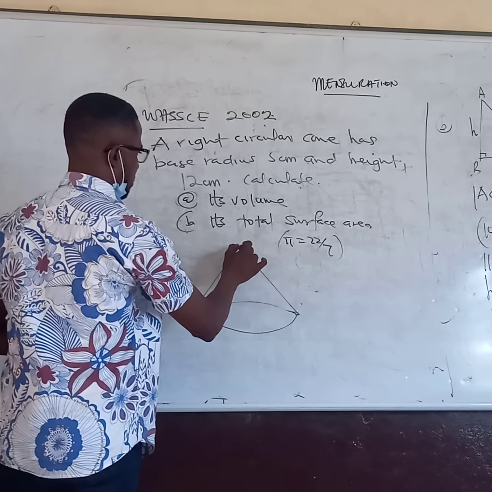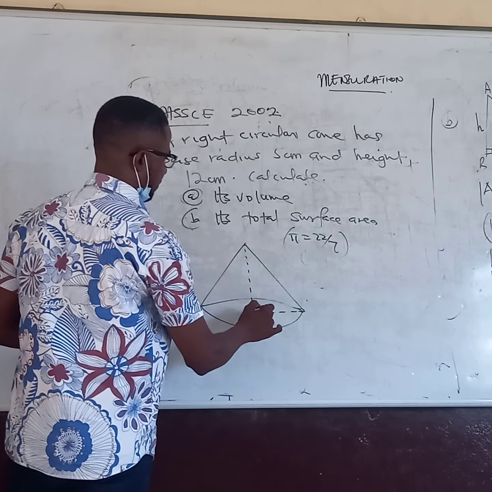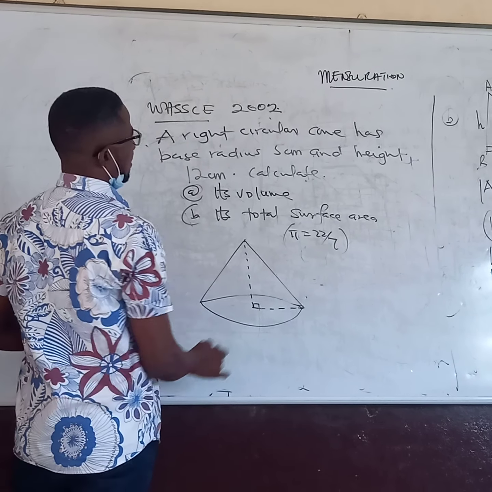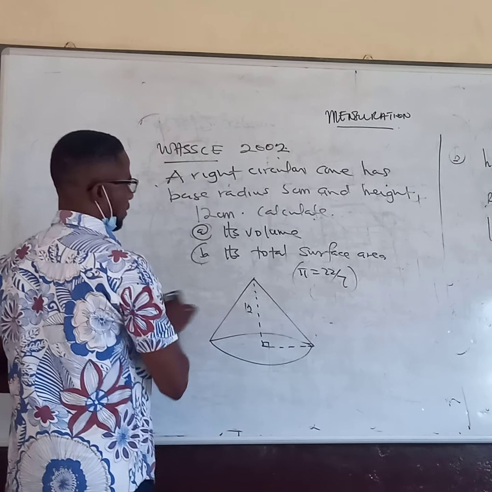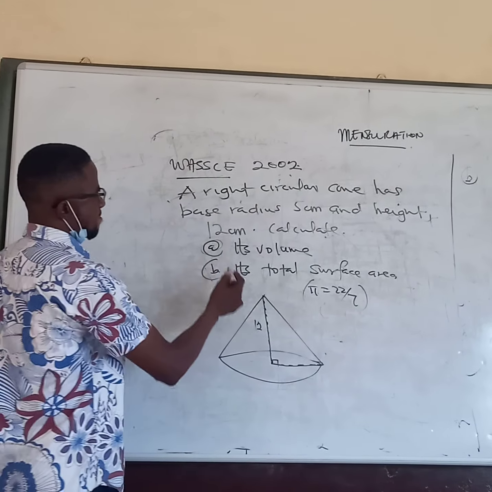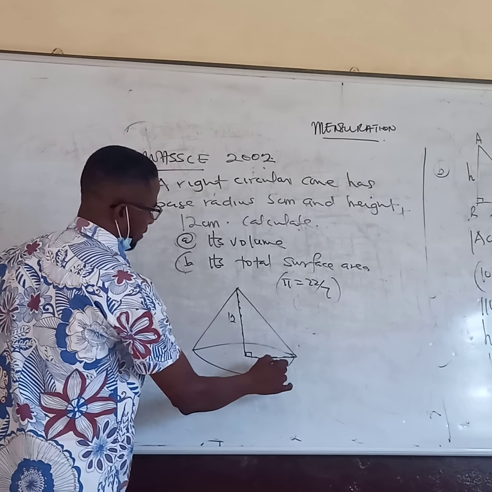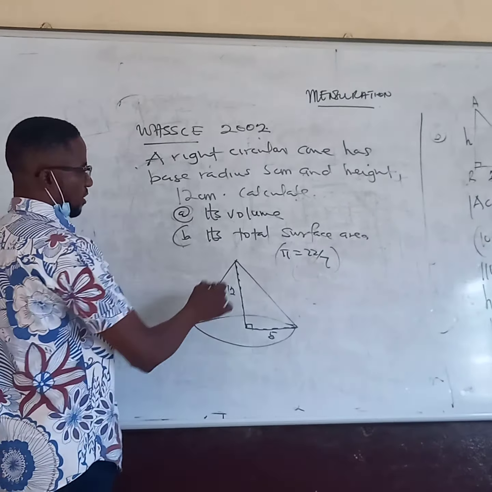So this is our cone. Since it's a right circular cone, it should sit on the base. The slant edge was not given. We're given the height to be 12 centimeters, and the base radius was given as 5. So all that we need to do is to find the slant edge. So we can name it.